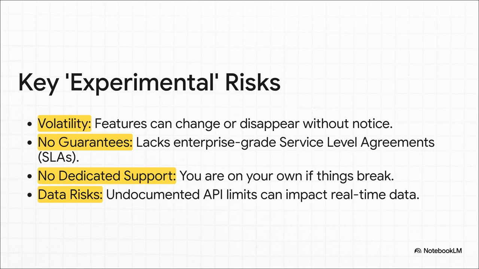Well, it means serious risks. Volatility means a feature you love today could literally be gone tomorrow. There are no guarantees, no service-level agreements, and no dedicated support team to call when things break. You're basically on your own. Plus, there are data risks. Things like undocumented API limits that could suddenly stop your app from working if it's pulling in live data.